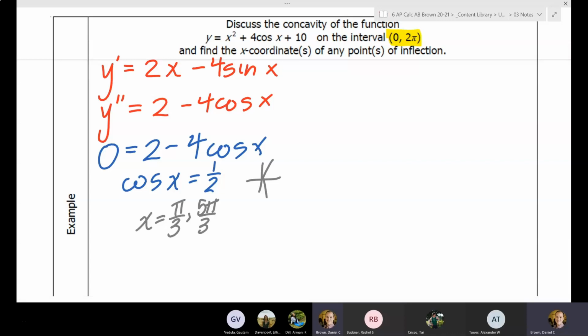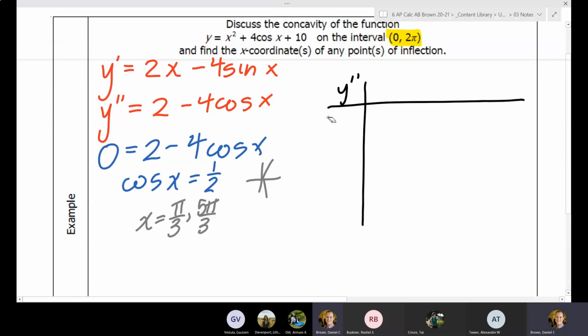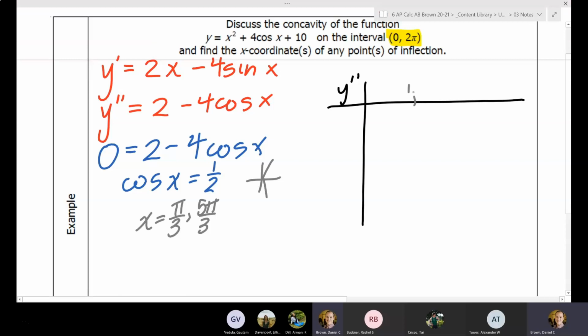They're important values. And so from here, same process that we did yesterday. We're going to create a sign chart. Again, the sign chart is just a number line. This is a sign chart for the second derivative. We're going to put our key values on it in order. So my smaller one, pi over 3, and then I have 5 pi over 3. Since I have an interval in this one, I'm just going to put a 0 and a 2 pi on the end, just to remind myself not to put negative infinity and positive infinity in my final answer.